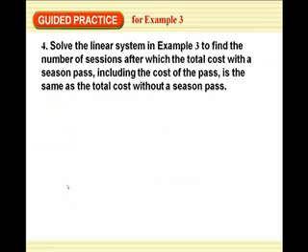So solve the linear system in example 3 to find the number of sessions after which the total cost with the season pass, including the cost of the season pass, is the same. So the worst part about that one right now is that the only way we can solve this, which is y equals 13x and y equals 4x plus 90, is to graph it. So my problem with graphing this is that 90 is huge as far as the size.